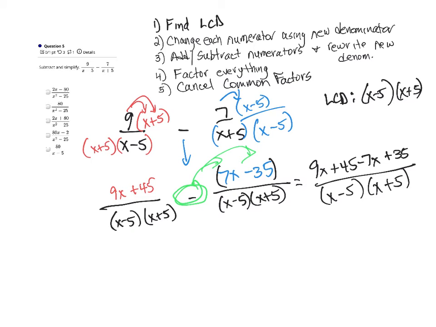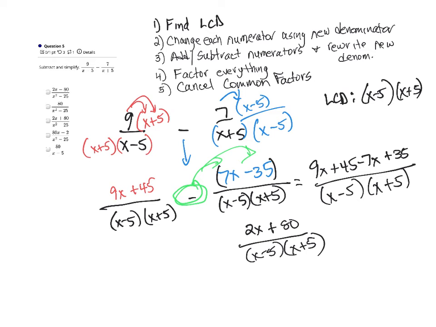So now we need to collect like terms up here. Add and subtract the numerator. So 9x minus 7x is 2x, and 45 plus 35 will give us, what, 80? And that is over x minus 5 times x plus 5.